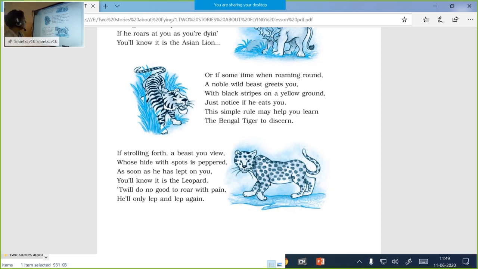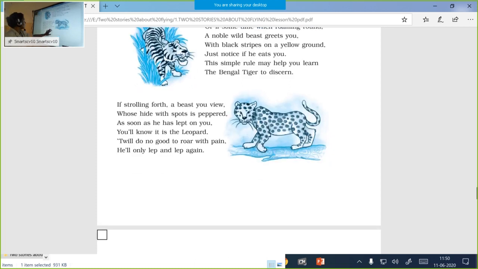And just notice if he eats you. Just wait a moment and see if it eats you up or not. And this is a simple rule. If you find him pouncing on you, or if he eats you up, this is a simple rule that you can use to distinguish or identify the Bengal tiger. Now, the third stanza.